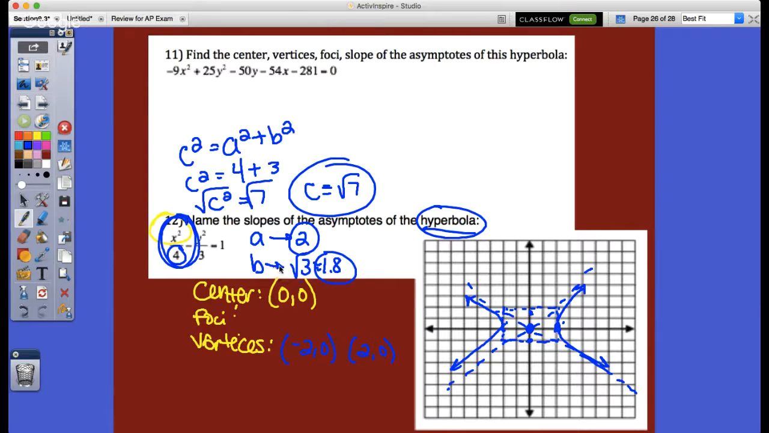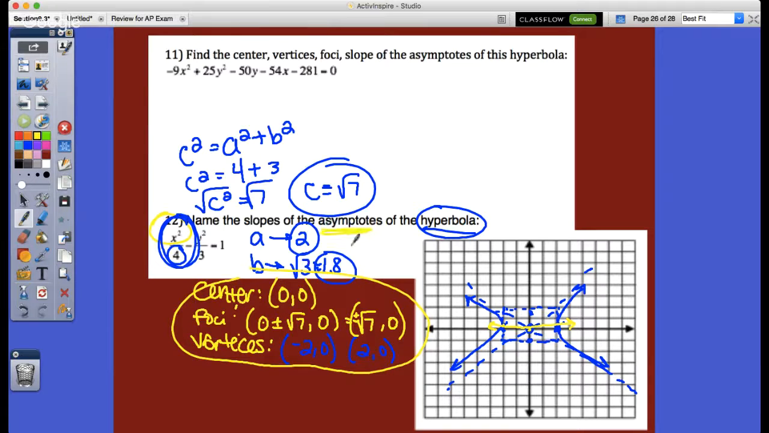Now, as far as the foci goes, the foci from the center is going to travel to the left and to the right square root of 7. So instead of it changing on the y, this time it's changing on the x to where we would say 0 plus or minus square root of 7 comma 0. But because this is 0, you don't really have to say that. You could just say plus or minus square root of 7 comma 0. So it goes to the left as well as to the right, and there you go.